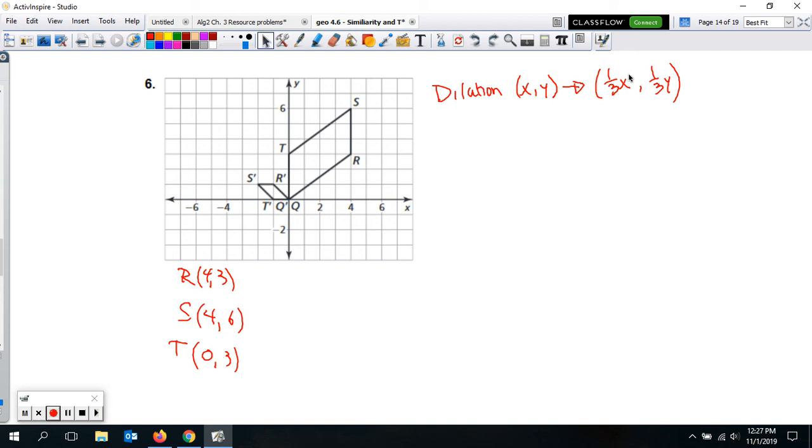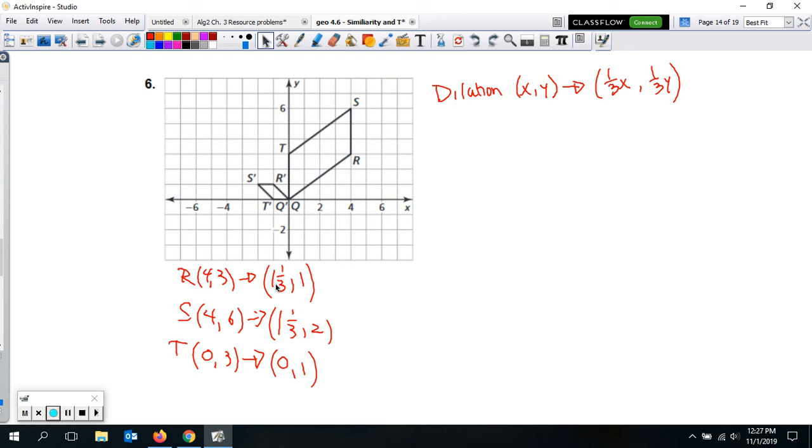So for this one, I'm going to multiply each of these by 1/3 or divide them by 3. First of all, 4 times 1/3 would be 4/3, or 1 1/3. And then 3 divided by 3 is 1. This one, again, we're going to get the same thing, 1 1/3. And then 6 divided by 3 is 2. Here, 0 is still going to be 0, but 3 divided by 3 is 1. So 0, 1 for that one.